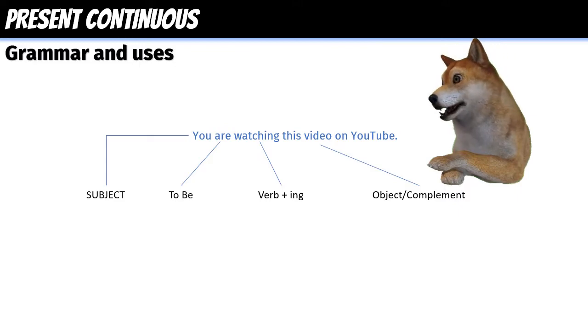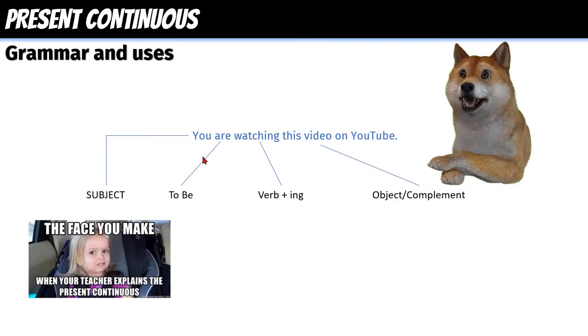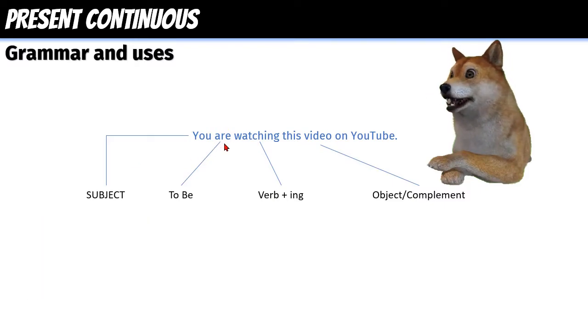So the structure of the present continuous is: we start with the subject, which can be either a pronoun, an object, or a person, or an animal, like me. Then the verb to be, that needs to be conjugated, and a verb with ing. Here is something really important: we need both. We need the verb to be and we need the verb with ing. If one of these two is missing, it's not gonna work. Finally, we have the object or complement of the sentence.